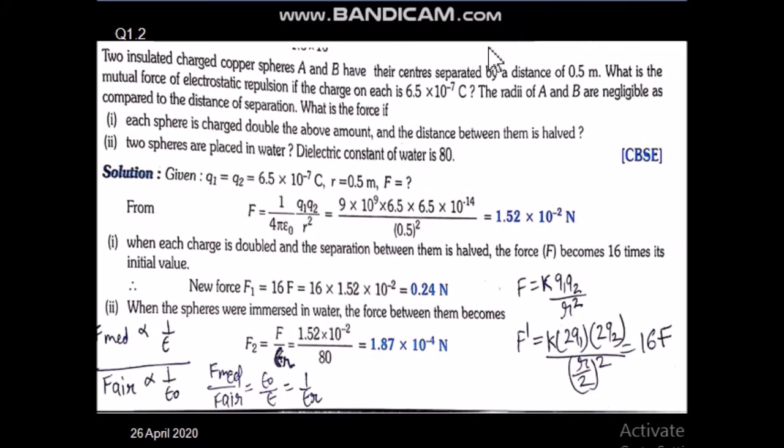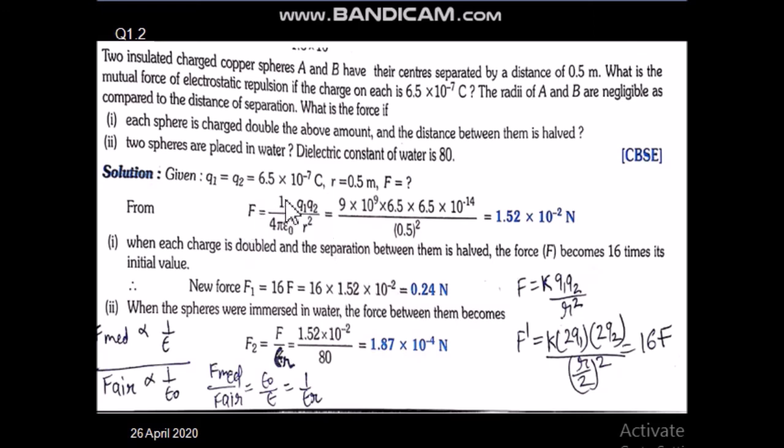Question number 1.2. Here we have two insulated copper spheres A, B, with their centers separated by a distance of 0.5. What is the mutual force of repulsion if the charge on each is this? Radii of both spheres are negligible. What is the force if each sphere is charged double, the distance between them is halved, and the two spheres are placed in water?